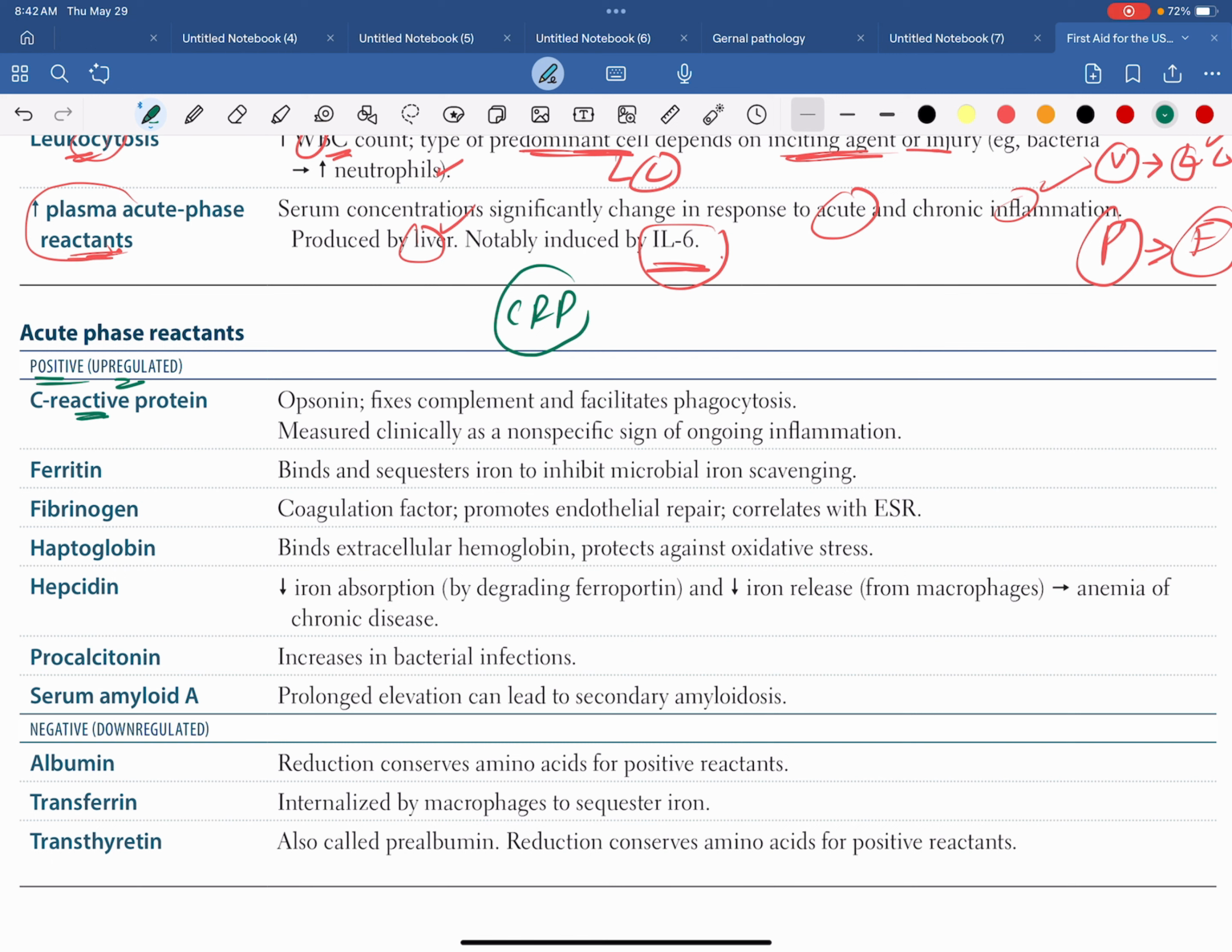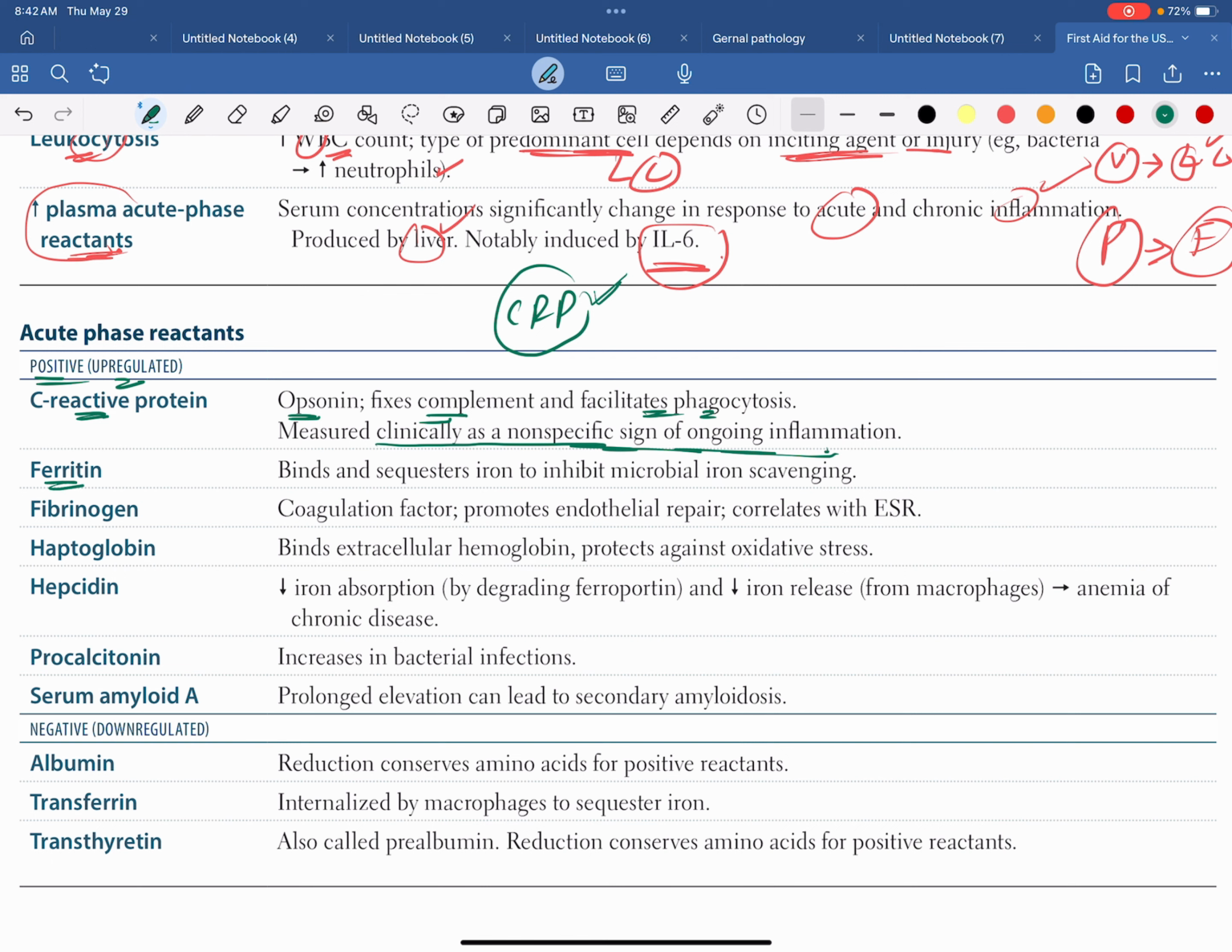It is an acute phase reactant, and it is the hallmark of inflammation, and it helps in opsonization. It fixes the complement system and facilitates phagocytosis. Phagocytosis means it helps in the eating process. Like if a macrophage is going to engulf bacteria, the C-reactive protein can facilitate the phagocytosis. Then after that, they say it is measured clinically as a non-specific sign of ongoing inflammation. So it means, if you want to see whether inflammation is still ongoing in our body, you can check the C-reactive protein. If the C-reactive protein is increased, you can imagine the inflammation is still continuing.